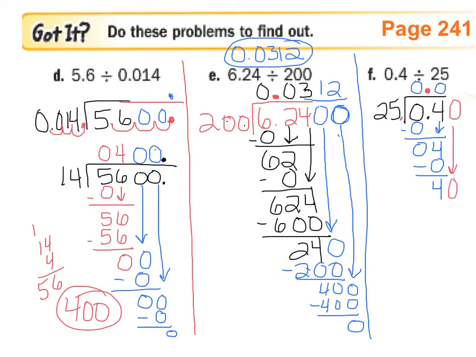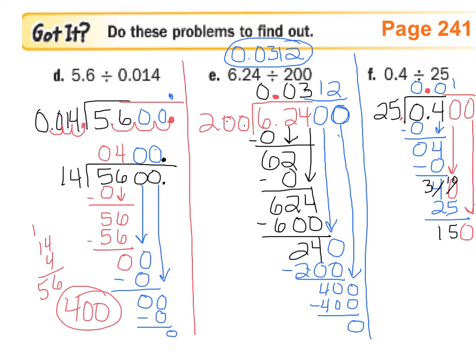25 goes into 40. Can't go twice because 2 times 25 is 50, so we're only going to be able to take out one group. So I can't take 5 from 0, so I'm going to have to borrow from the 4 and make it 10. 10 minus 5 is 5, and 3 minus 2 is 1. So I really can't leave with a remainder. So I'm going to add another 0 or annex another 0 and bring it down. And this works out nice.